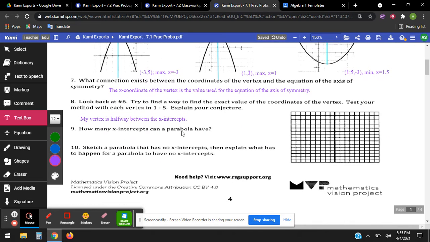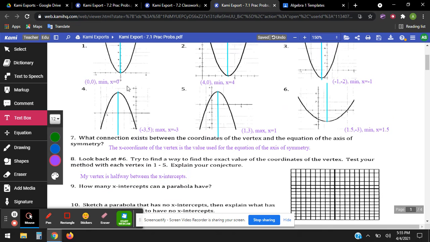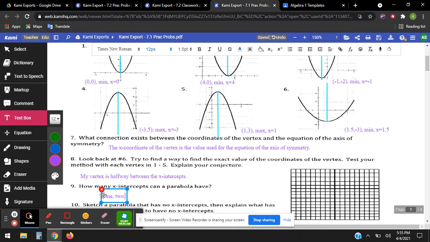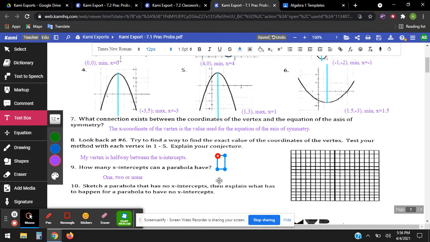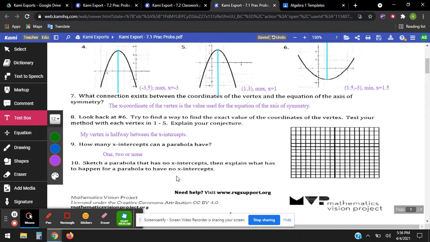All right, how many x-intercepts can a parabola have? Well, here we have 1, 1, 2, 2, 2, 2. So 1 or 2, definitely. 1, 2, or we actually could have none, right? We could have it so it's not touching the x-axis. So sketch a parabola that has no x-intercepts and explain what has to happen for that.